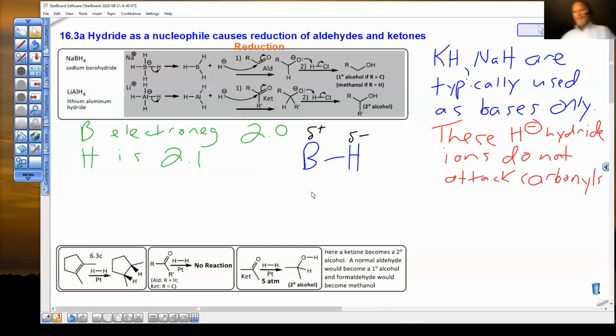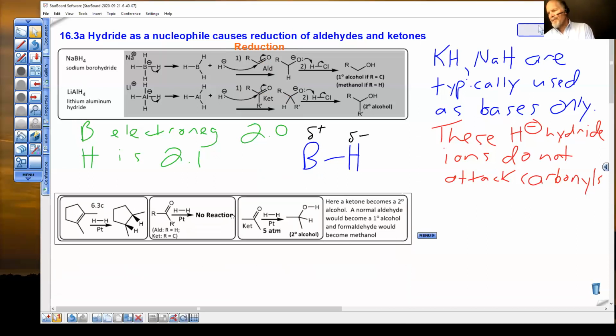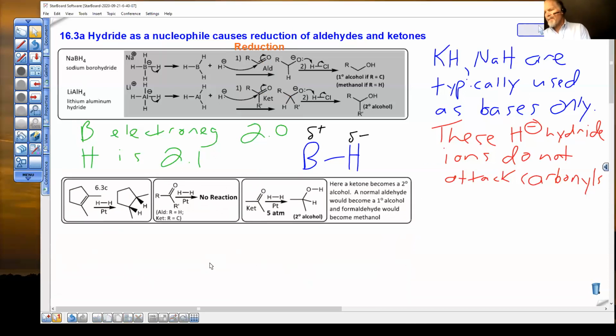Now, this is not the first time we have explored reduction reactions. I would like to remind you that in Chapter 6, we first explored reduction reactions, and we used hydrogen and a transition metal catalyst. And these reactions were very fast. And we took this pi bond here, the pi bond between carbon and carbon, and replaced it with a bond to hydrogen on both carbons.